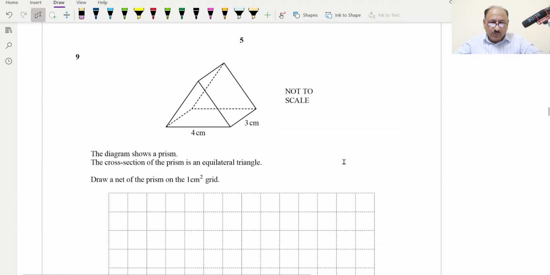Now we can move to question number 9. Question number 9 is a triangle question. The diagram shows a prism which is not to scale. The cross section of the prism is an equilateral triangle. So this is important information which we will be using. Draw a net of the prism on the 1 centimeter grid.